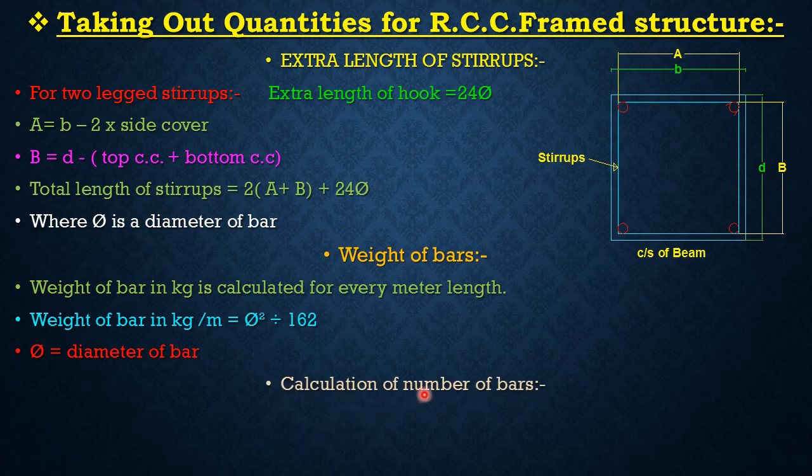Then calculation of number of bars or stirrups. Number of bars is equal to span divided by spacing plus 1. After this we will calculate the quantity of RCC members one by one, that is beam, slab, column and footing.